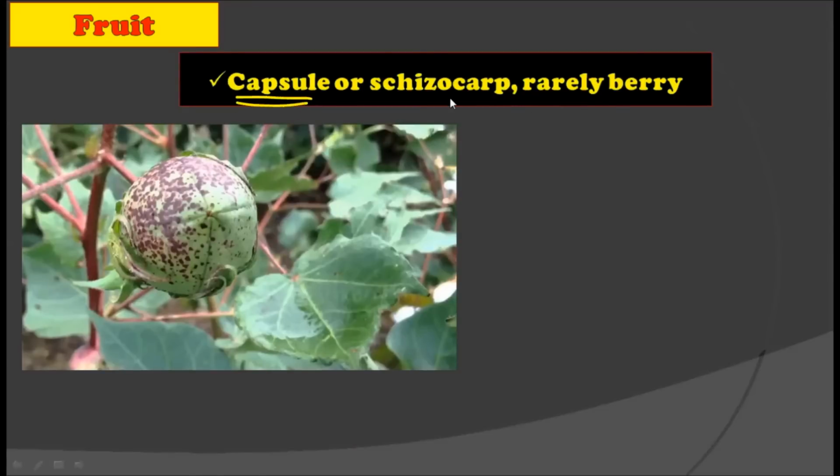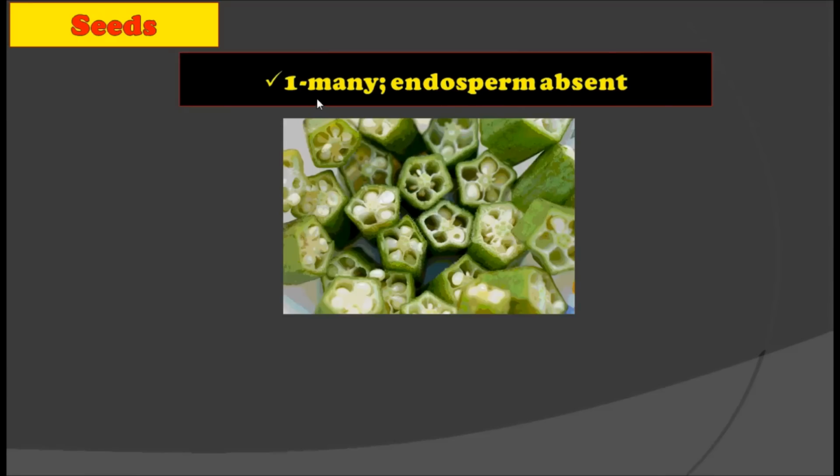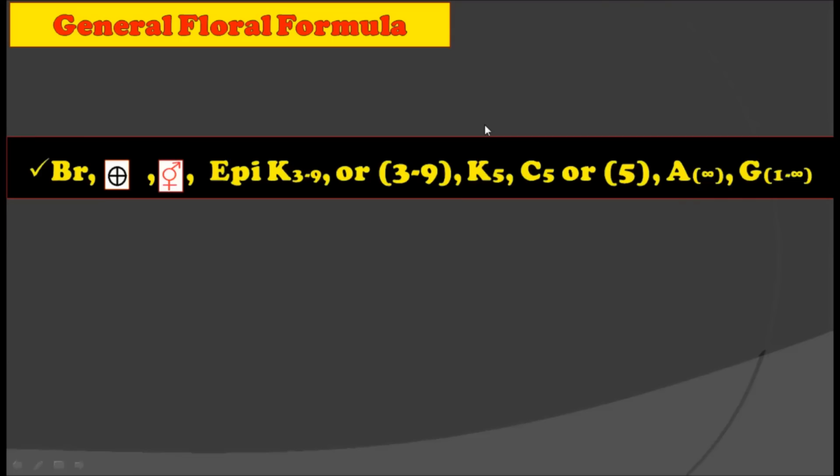All right. Now let's talk about the fruit of the Malvaceae family. Fruit may be a capsule or schizocarp, or rarely a berry. Here we have the fruit of cotton. So in the Malvaceae family, the fruit may be capsule, schizocarp, or rarely berry. The seeds of the Malvaceae family may be one to many, as you can observe in this particular picture of okra, and endosperm is absent in the seeds.